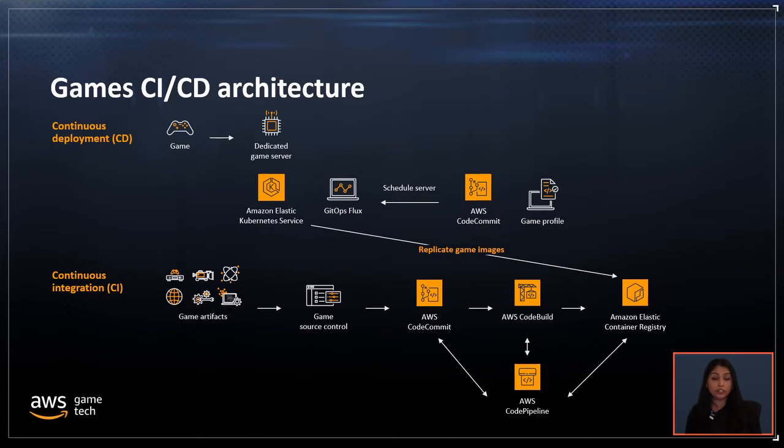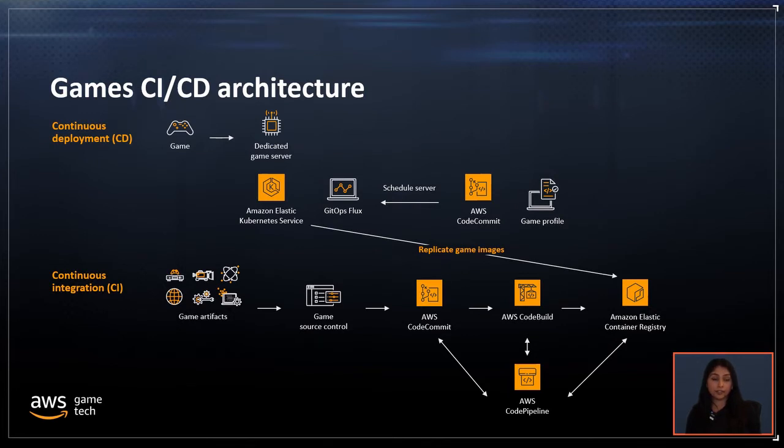It is broken down into two parts, the CI and the CD. Game developers merge or push the changes into a Git repo that includes game engine binaries and game artifacts. Each merge event triggers a Docker image build, which is tested and pushed into the registry. With the newly built images in the registry, Flux CD takes over from there.